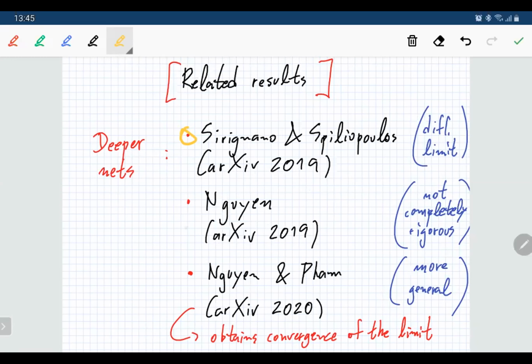Right, and then more or less around the same time as their paper, a bit before actually, this paper by Nguyen appeared, where he gave a general scheme of what this limit should look like. On the one hand, he was very precise. It was a very precise prediction of what the limit should be, involving stochastic kernels and so on, but it was not completely rigorous.